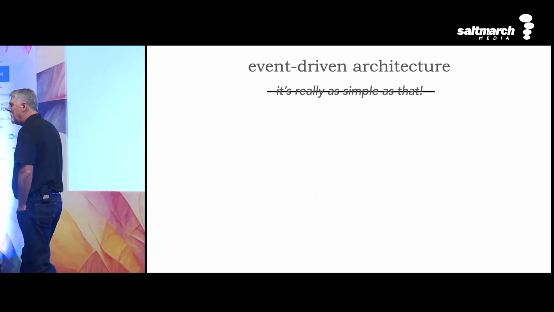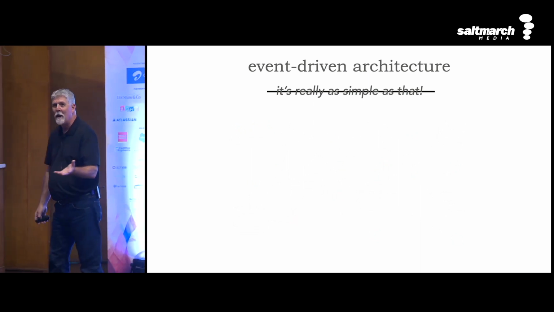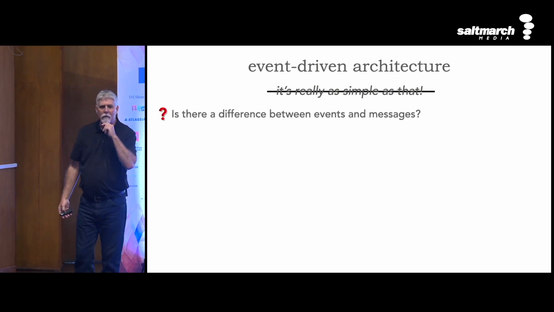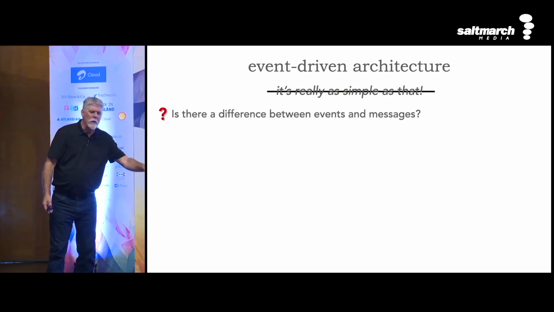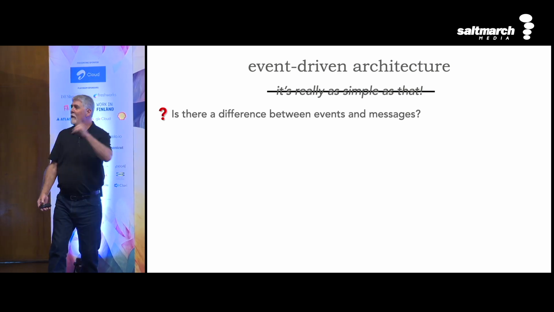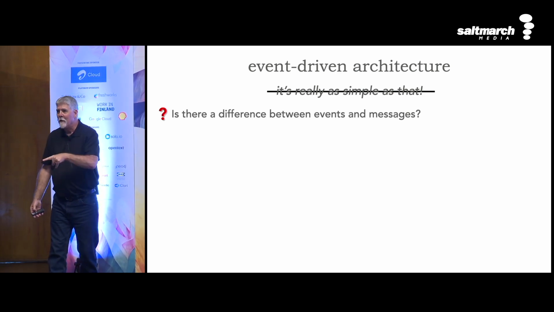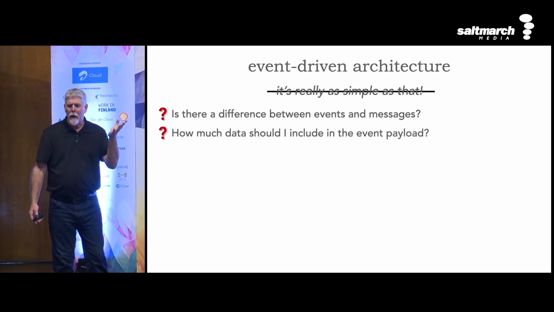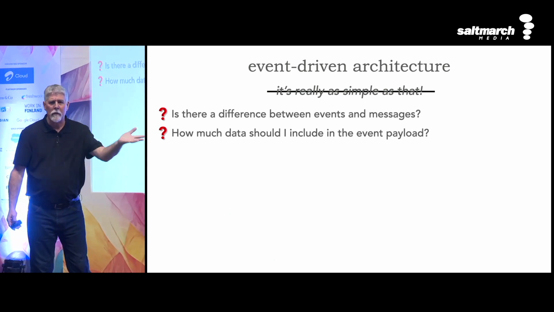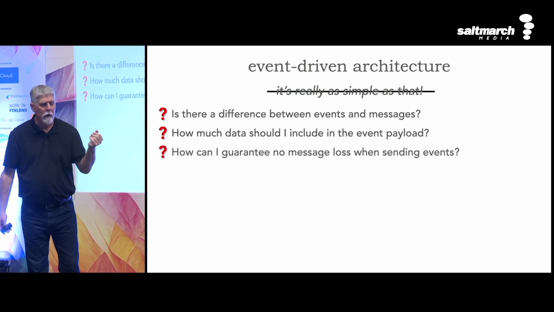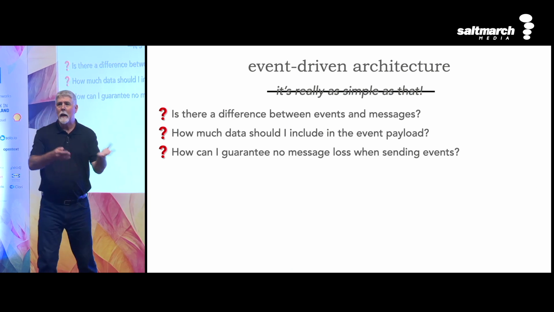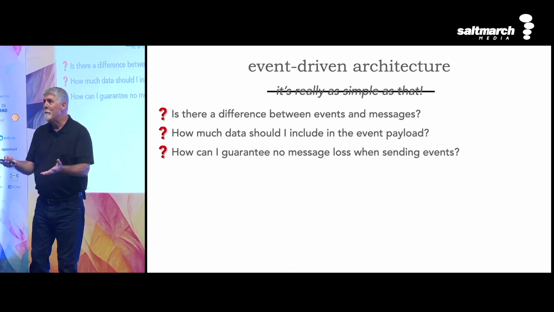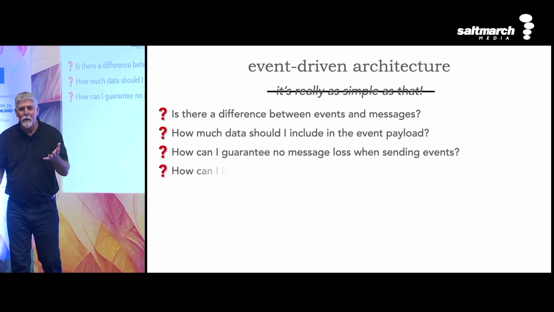Yes, what I showed you were a bunch of happy paths of a few events. What happens if all of a sudden we have a lot of events, error handling, and all these questions come up? Well, wait a minute. Before you continue, Mark, is there actually a difference between a message and an event? Because we use the same term. Also, how much data should I include in the event payload? I showed you that in my keynote. How can I guarantee that I don't lose an event? We're using event-driven architecture, and these are important messages. Is there ever a chance I might lose one?